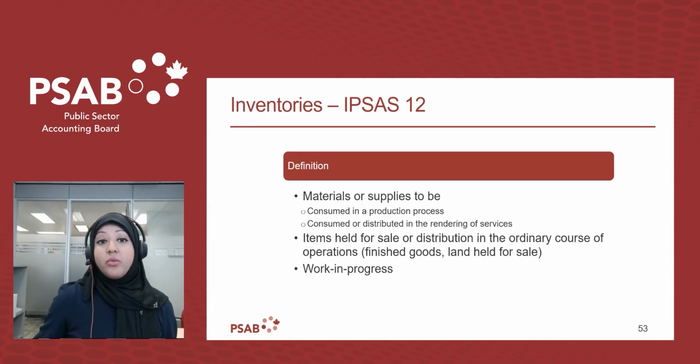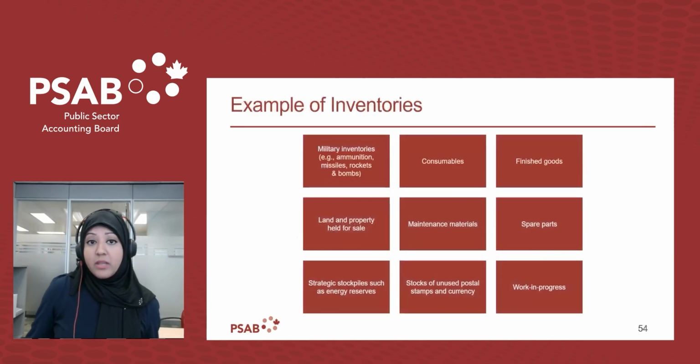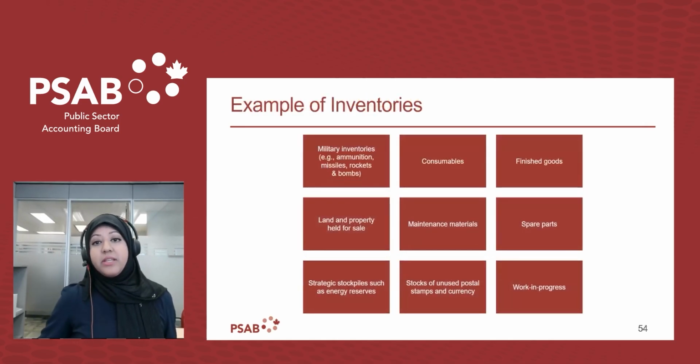Inventory assets may be those that are held for sale or distribution in the ordinary course of operations, including land and other property held for sale, or inventory may also be found in the process of production, for sale or distribution. A few examples of inventories found in the public sector may include military inventories, such as ammunition, missiles, rockets, or bombs, strategic stockpiles, such as energy reserves, stocks of unused postal stamps and currency.